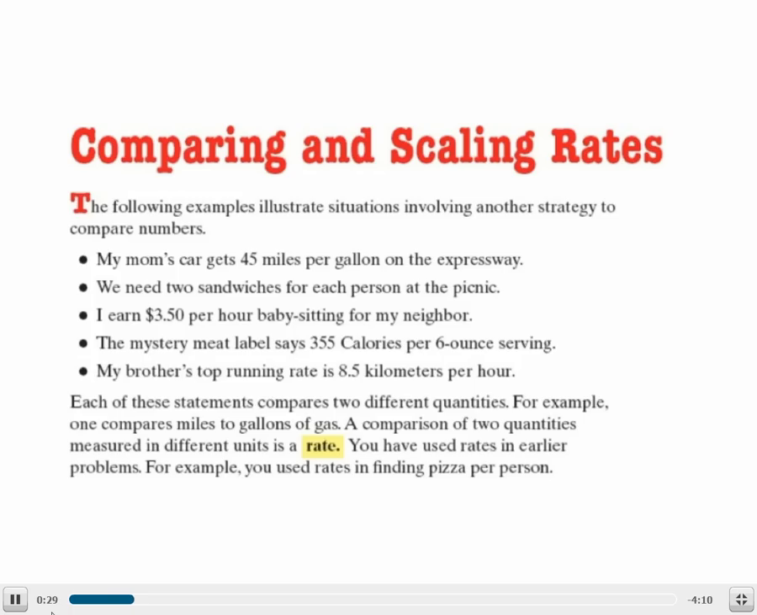That means times, okay? But this one is a little bit different, not always thinking back to the variables and patterns. This is related. We'll talk about how it's related. But a rate is a comparison of two quantities measured in different units.